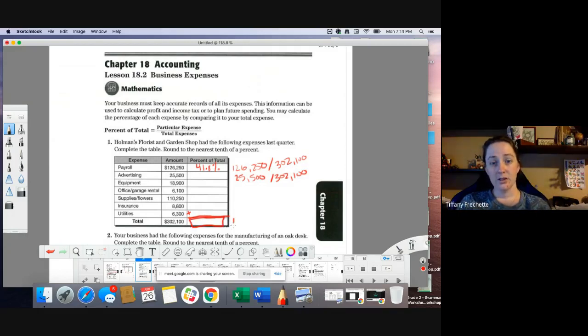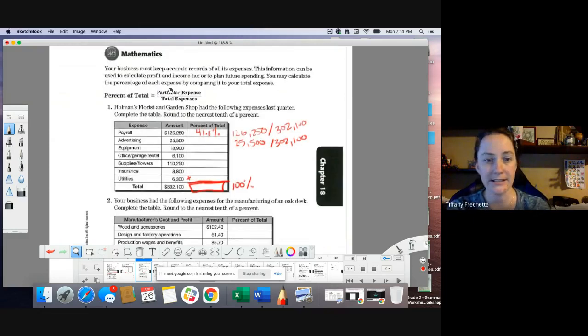This should be 100% when you add these straight down. If it is not 100%, something went wrong. These are 100% of your expenses, so all your percentages should total 100%. So keep that in mind. That's a good way to check your answer. If you do not get 100% in this column, when you add straight down all your percentages, something happened. Go back and check, just to make sure you didn't mess up your math there somewhere.